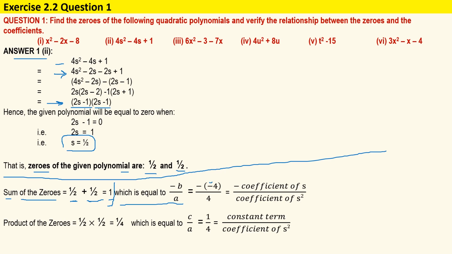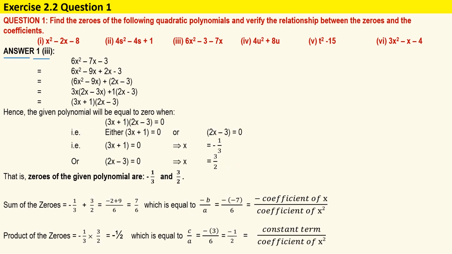is equal to minus of minus 4 divided by 4, which is equal to 1. So we have verified this relationship. Similarly, the product of the zeros will be 1 by 2 multiplied by 1 by 2, which is equal to 1 by 4, and which will be equal to c by a, and which is equal to 1 divided by 4, which is equal to the constant term divided by the coefficient of x square. Hence, we have verified the relationship between zeros and the coefficients.